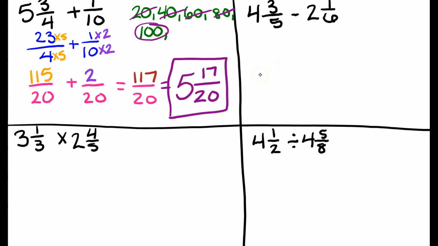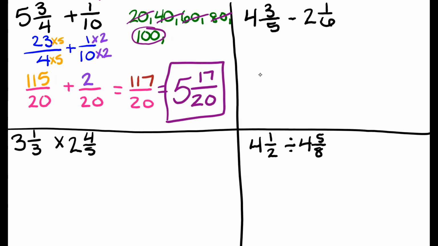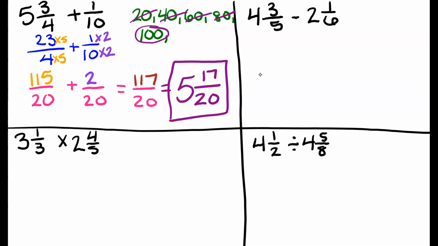Number 7. 4 3/5 minus 2 1/6. First thing I need to do is make these mixed numbers into improper fractions, or fractions greater than 1. 4 3/5 is the same as saying 4 sets of 5, or 4 times 5, which is 20, plus 3, which is 23/5, minus 2 1/6, which is the same as saying 2 groups of 6, or 2 times 6, which is 12, plus 1, which is 13.